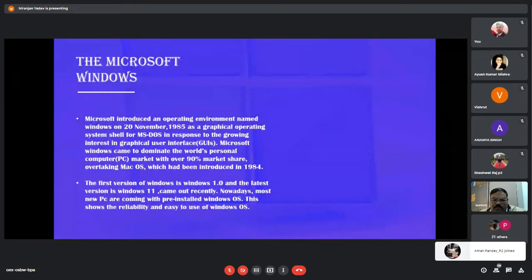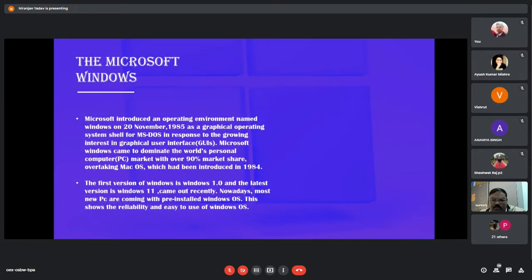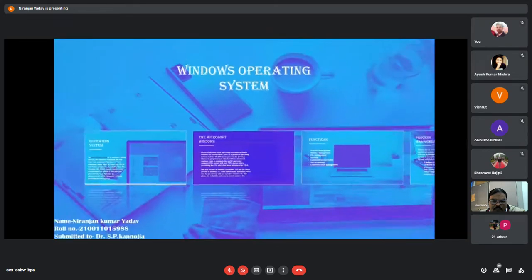Microsoft Windows came to dominate the world's personal computer market with over 90% market share, overtaking Mac OS, which had been introduced in 1984. The first version of Windows is Windows 1.0 and the latest version is Windows 11, which came out recently. Nowadays, most PCs are coming with pre-installed Windows OS. This shows the reliability and ease of use of Windows OS.